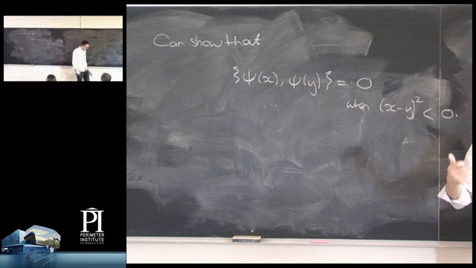Now, when you say that there's no causal propagation, it's really a statement that operators commute at space-like distances. And here we find two operators that don't commute at space-like distances. They anti-commute.